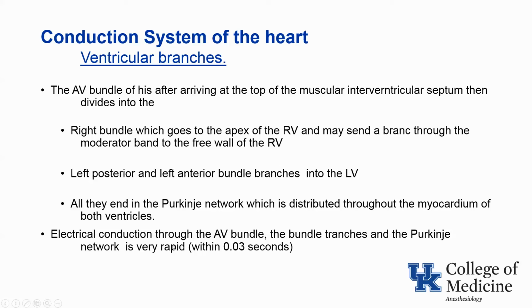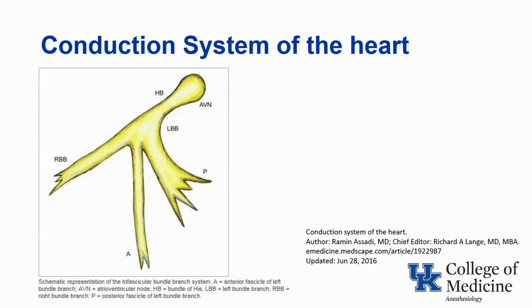Conduction through the AV bundle, the bundle branches, and the Purkinje network is very rapid. This is a final diagram showing the branches of the AV node, the His bundle, the left bundle, and the right bundle.